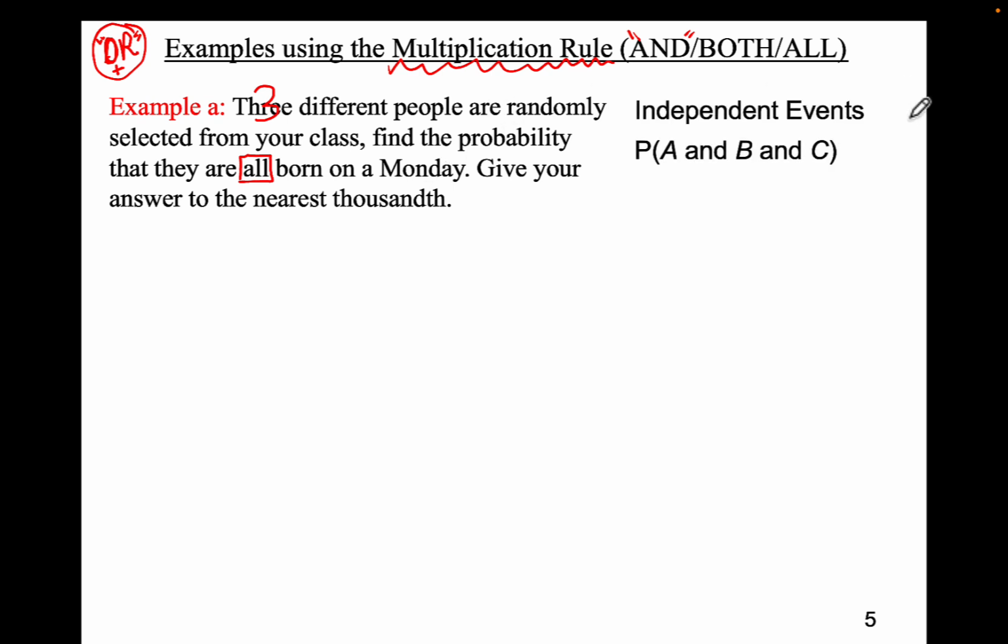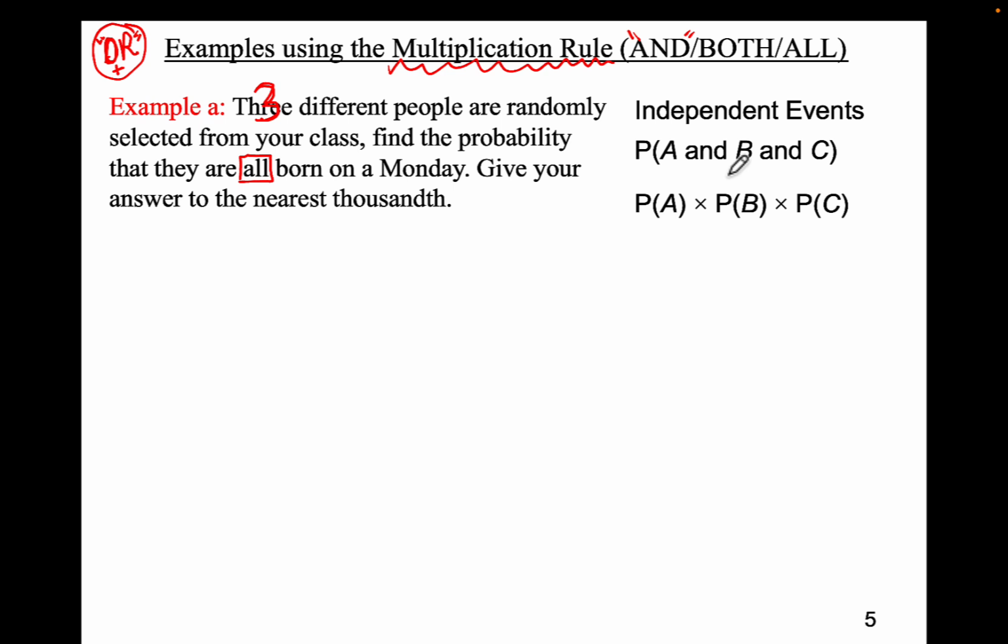These are independent events because the probability that one person is born on a Monday does not change the probability that someone else is born on a Monday, okay? Days of the week of births are independent of each other. So we would set it up as the probability of, open parentheses. Now we're selecting 3 different people. That's why we see A and B and C. This represents all.